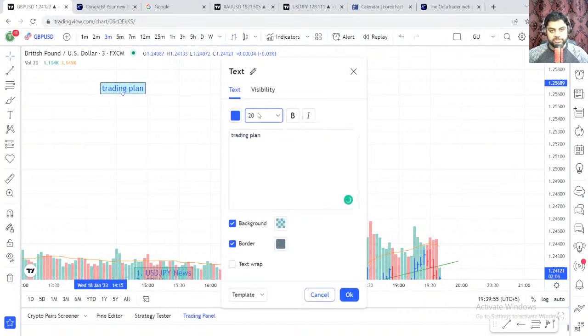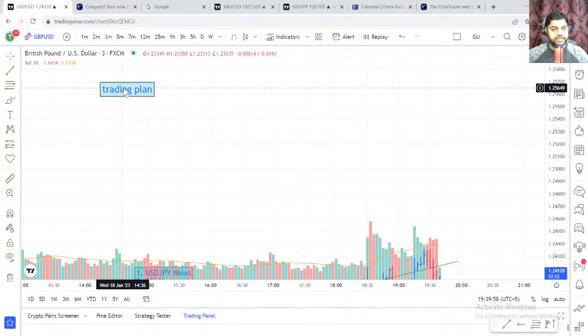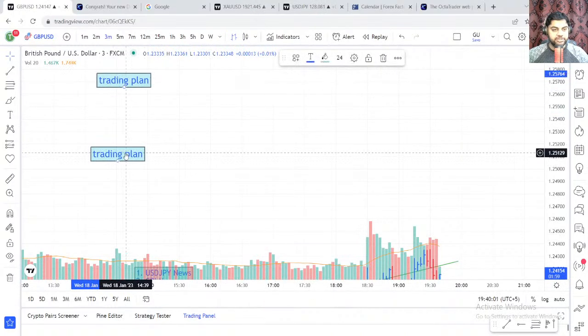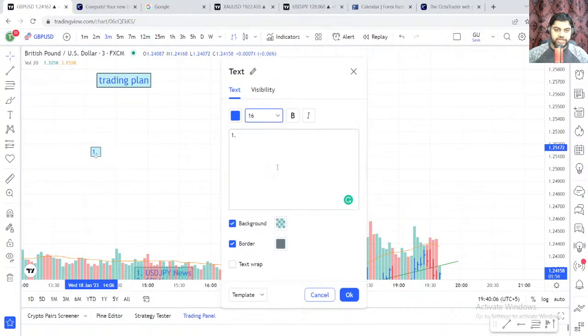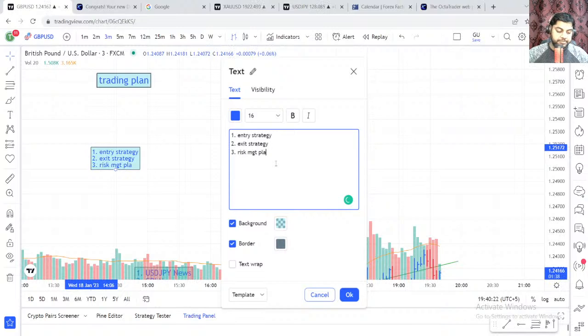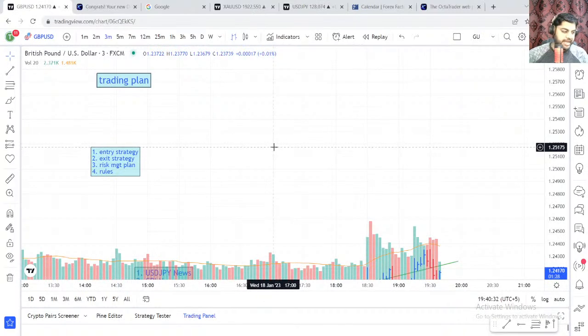So let me write down. This is a trading plan, and in a trading plan you will need all these things. Number one, of course, you need an entry strategy. You need an exit strategy. You need a risk management plan. And you also need rules to be followed. So these are the things which should be part of your trading plan.